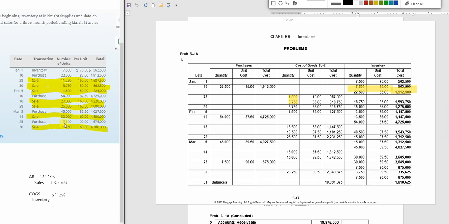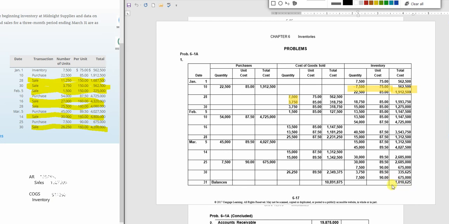I purchased another 7,500 at $90, so now I have two layers, the 3,000 from here and the 7,500 from there, and then I sold 26,250, so the $4.2 million is my accounts receivable sales, and then my cost of goods sold is first in, first out, so I sold 26,250. I've got 30,000 in my first layer, so I don't even need to exhaust my first layer. So I sold 26,250 of the 30,000, leaving 3,750 left, and all 7,500 of these. So my cost of goods sold inventory is there.